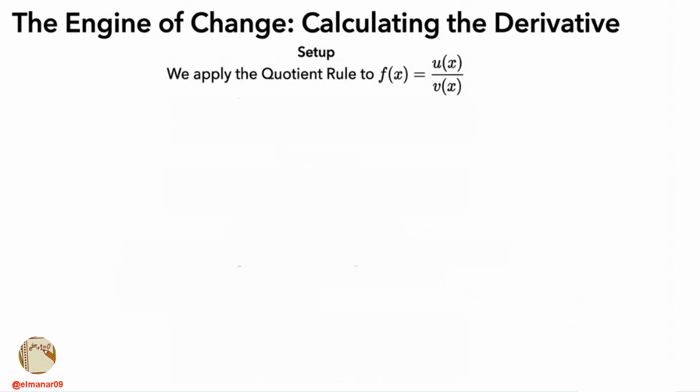Step 1. The setup. Look at how we break this down. We identify our players. The numerator, u of x, is x squared minus 6x minus 7. Its derivative, u prime of x, is 2x minus 6. Easy money, right? Now look at the denominator, v of x equals 2x plus 4. Its derivative, v prime of x, is just 2. We've got our ingredients ready on the counter.